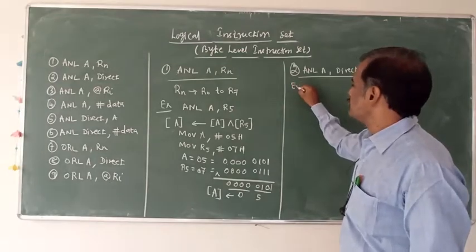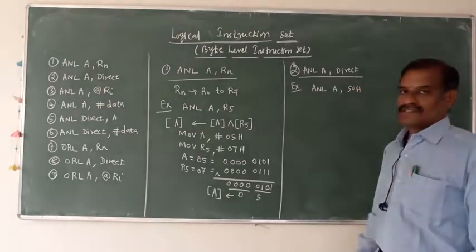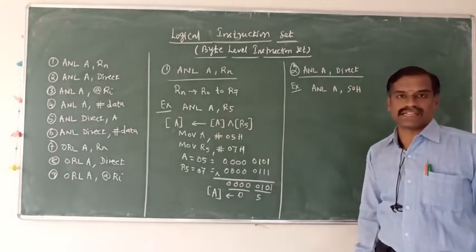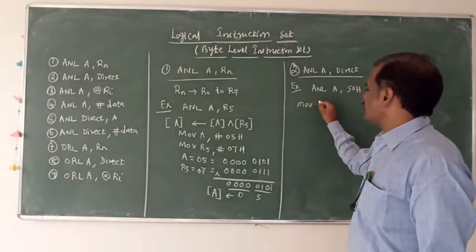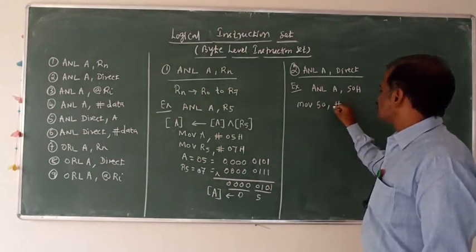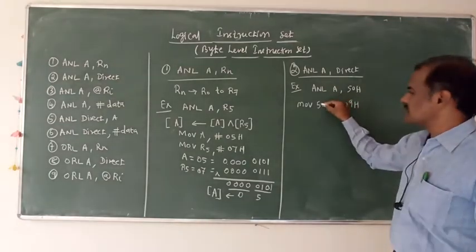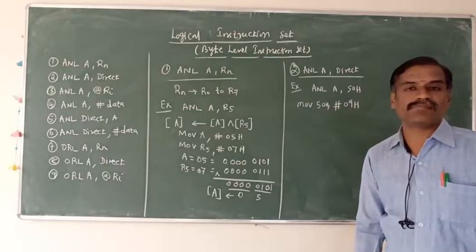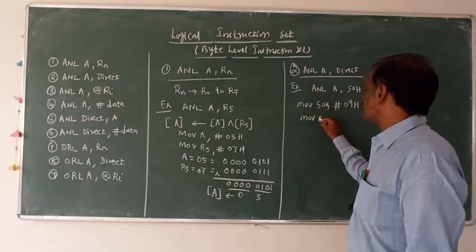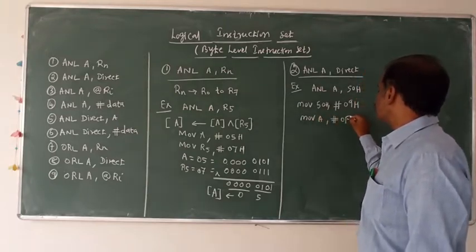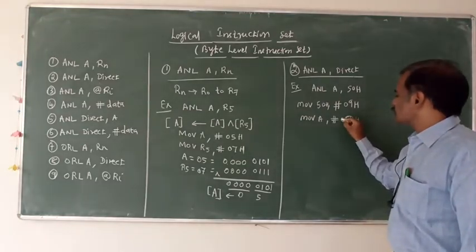Okay, example: ANL A comma 50H. This is the internal memory address location. Example: MOV 50H comma data 09H. The 09 data is immediately moved to the given 8-bit internal memory address location. And for the accumulator, MOV A comma 0FFH.